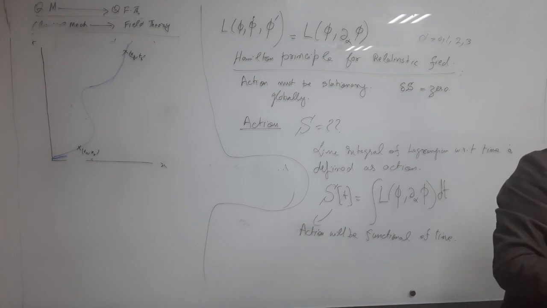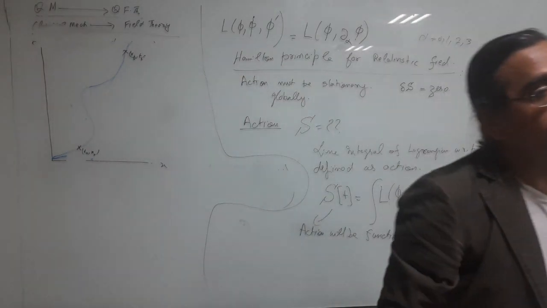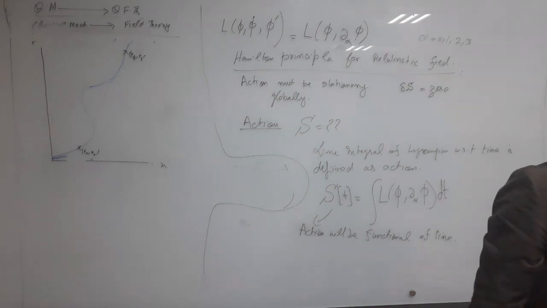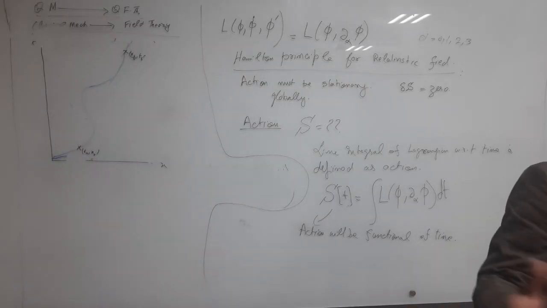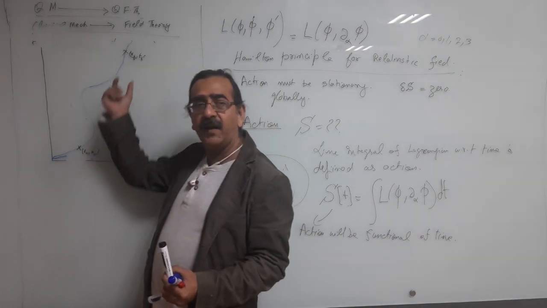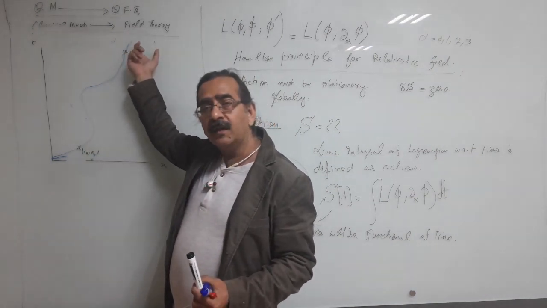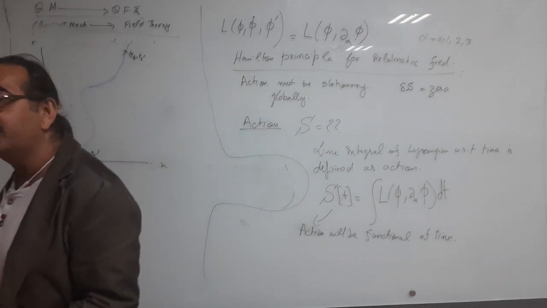What is the condition for a classical particle to move? If this is the initial state and this is the final, which path will it travel? Any path. There is no condition on the path because you may move anywhere. You know that initially you were here and finally you were here, but which path you have chosen, no one can predict.